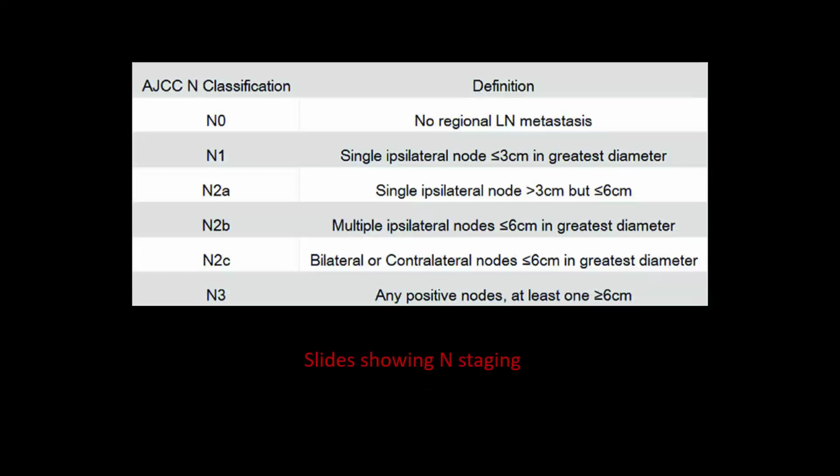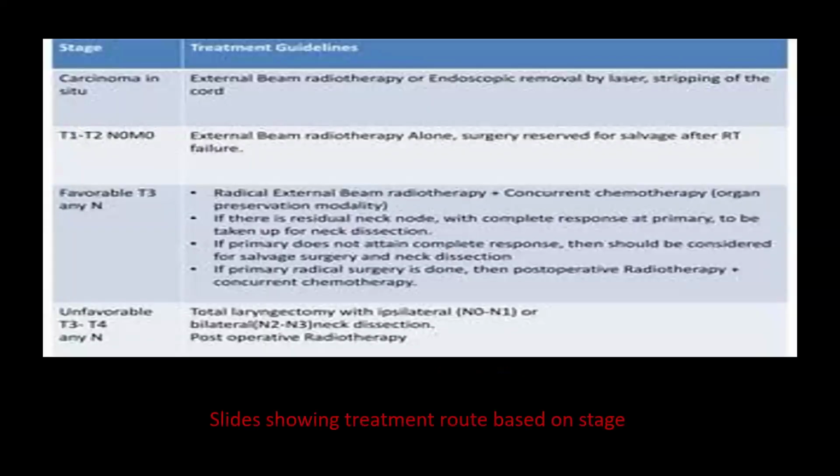As for the nodal staging, it's also mainly supported by the number of seen lymph nodes and their site and size. And as we can see here, the treatment route really depends on the staging we concluded. Because in terms of T1 and T2 stages with no lymph nodes, it is usually supported by only radiotherapy. On T3, it is usually supported by radio and chemotherapy and then waiting for the response for other further evaluations. And an unfavorable T3 and T4, it is usually done by surgical total laryngectomy.